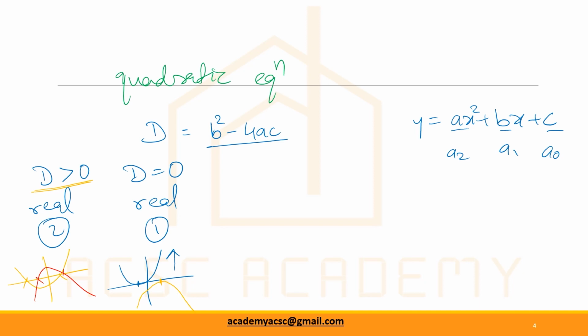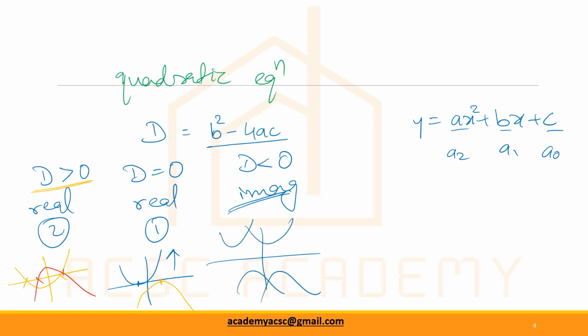And now coming to the last one, when d is less than 0, in this case the roots will be imaginary. So they cannot really be represented in the real plane. For such a quadratic equation, the graphs would be like this. They will not intersect the x-axis at any point. So this is how d helps us identify the nature of these roots.